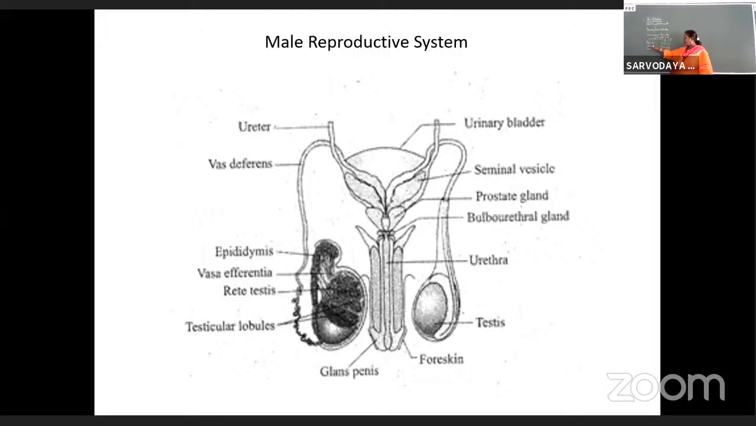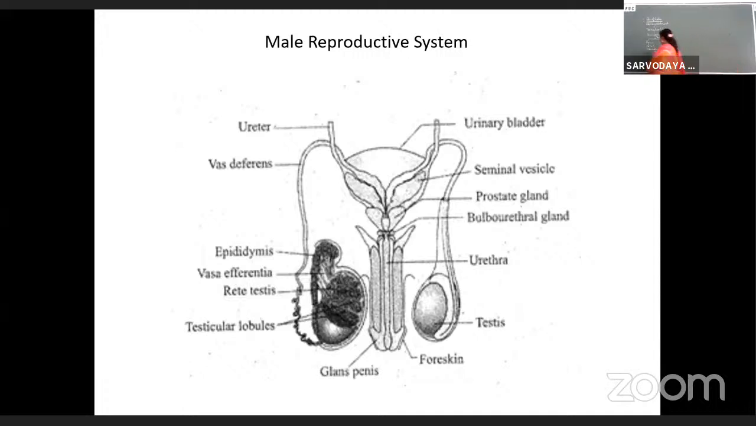Means it's going to be male germ cells or spermatogonia. Second one is Sertoli cells or the nursing cells. The other common 1-mark question is: mention the function of Sertoli cells or nursing cells. Second, mention the function of male germ cells or spermatogonia.